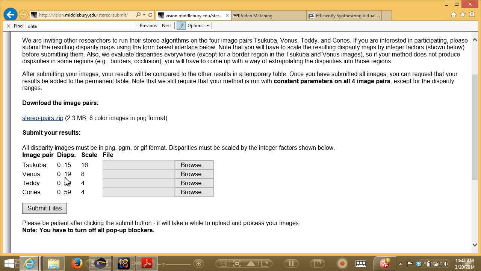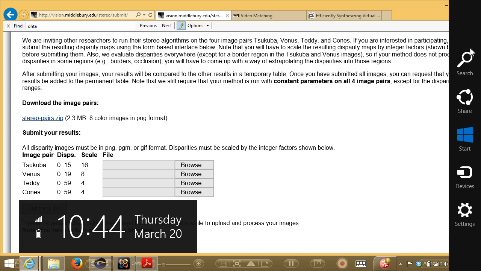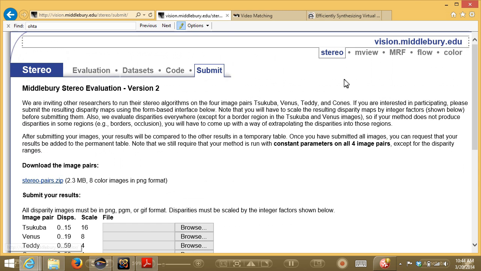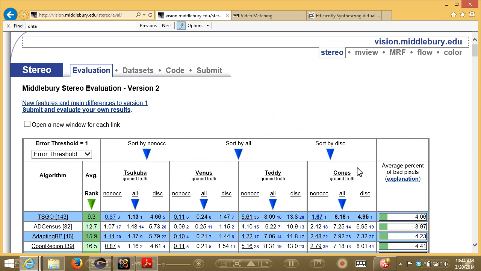Instead of trying to estimate the decimal value of some UV map for an optical flow algorithm, you really only have to say for every pixel how many pixels away, between 0 and 16, you are in the other image. These other ones have a higher disparity range, between 0 and 59 for the cones one. So basically you specify your disparity maps, and then you get on the big board.